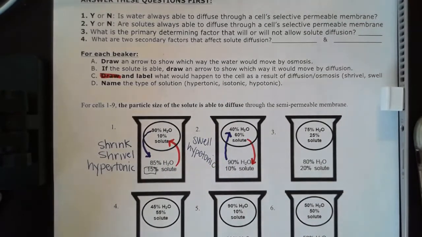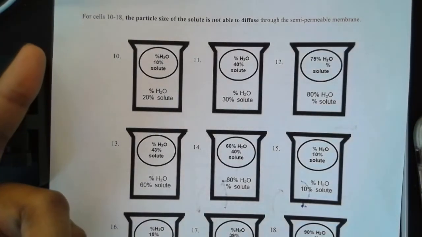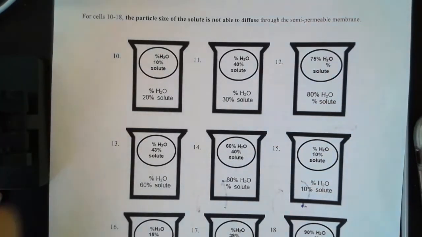Okay, so let's go on to the back where things change a little bit. If we look at the back and read the instructions, it says that cells 10 through 18 have a particle size that cannot diffuse through the cell membrane. So that means that we do not need to do step B.